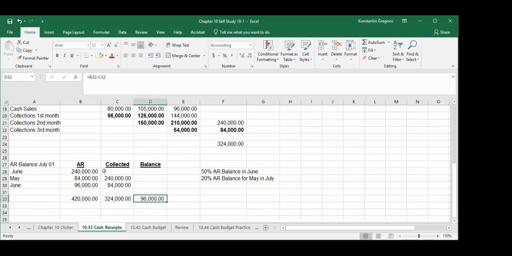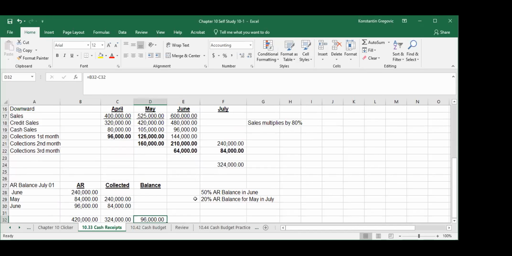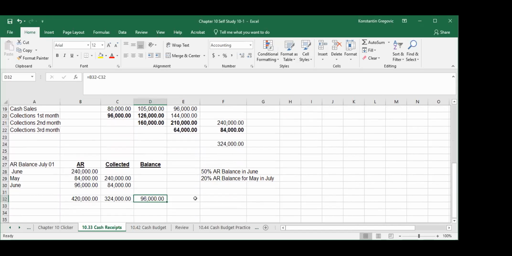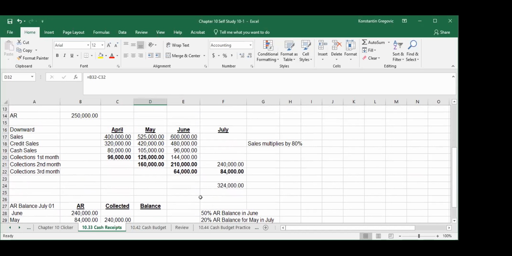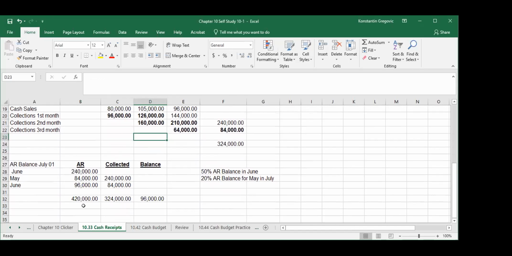To calculate your AR, I'm going to let you guys go through the calculation. Whatever is collected and whatever is not collected is your balance. Go through the calculation, see if you can come out with 96,000. But for now, worry about the receipts. Let's do another one quickly. We'll come back to this AR.